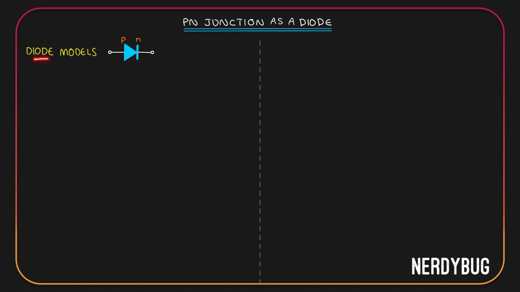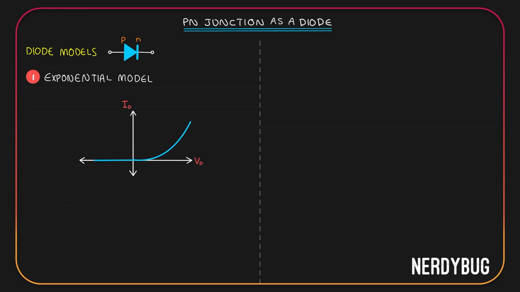Now, when it comes to diodes, there are a few ways in which we can model it in a circuit. The first one is the exponential model. We could say this is the most accurate one. Here we take the actual relation between the voltage applied across the diode and the current flowing through it.